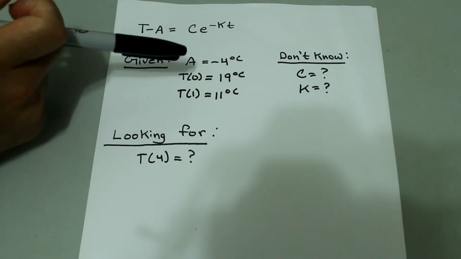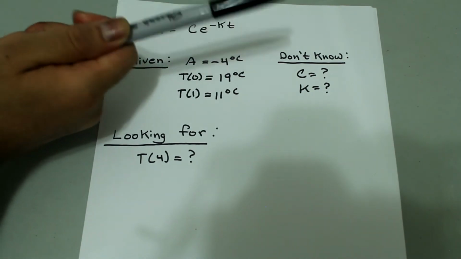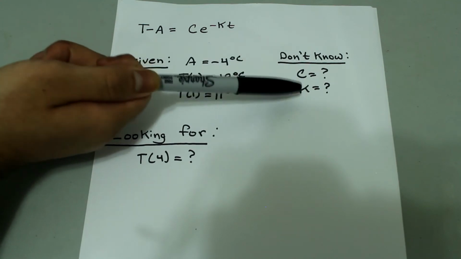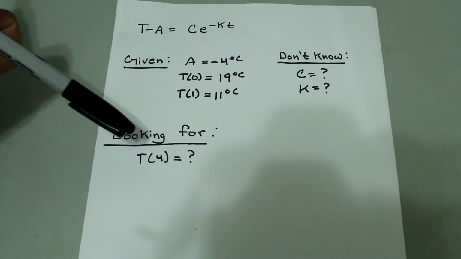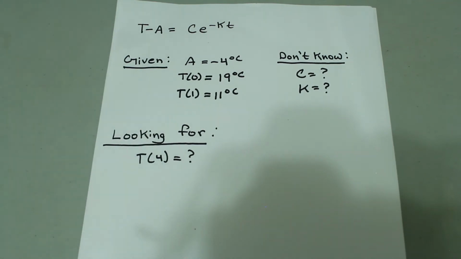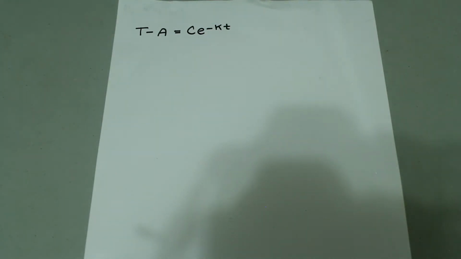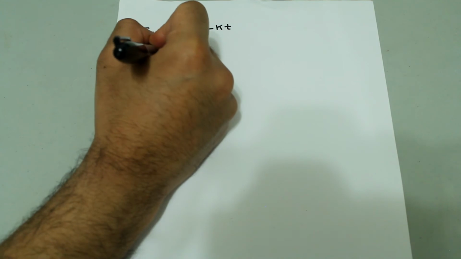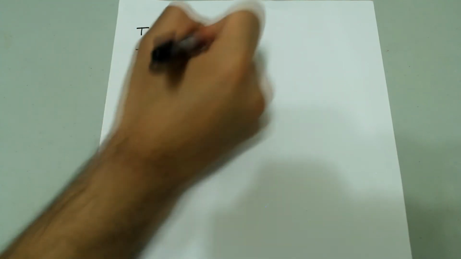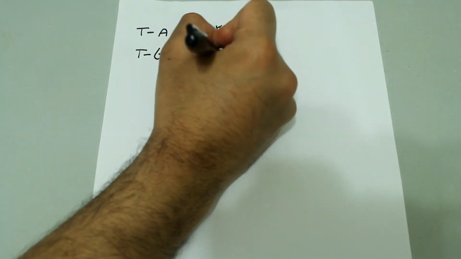So we're going to use this information to figure out the things that we don't know, which is C and K. And finally, we're going to try and figure out what T of 4 is, which is the temperature reading when time equals 4 minutes. So we're going to go ahead and substitute the values that we already know. So T minus ambient temperature, which is -4, is equal to C e to the negative KT.